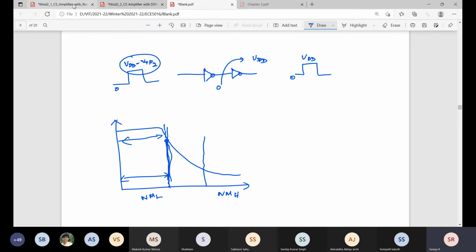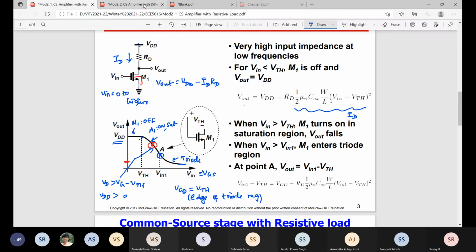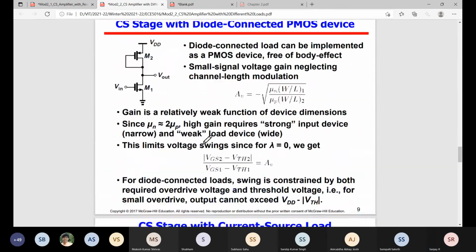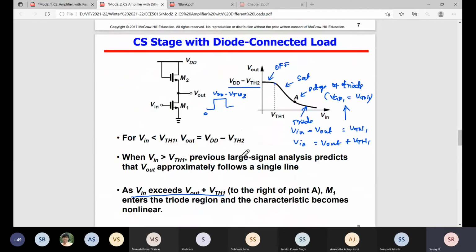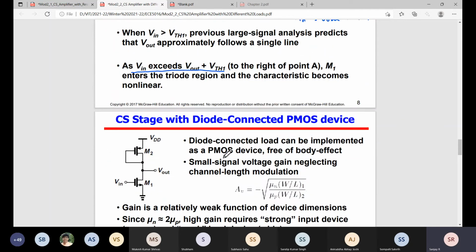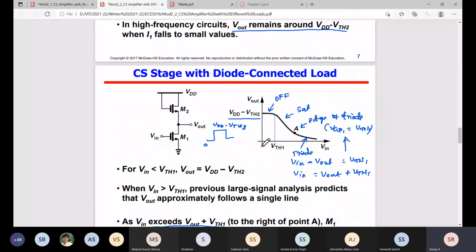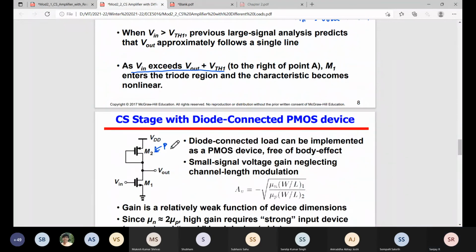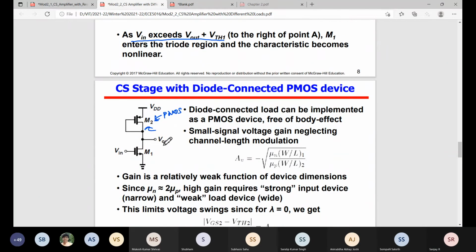So where did I stop? Okay, so the last thing. We have discussed the small signal characteristics of NMOS with a diode connected NMOS load. Now we'll take a diode connected PMOS load. So what is the impedance now? 1 by gm2. Am I right?